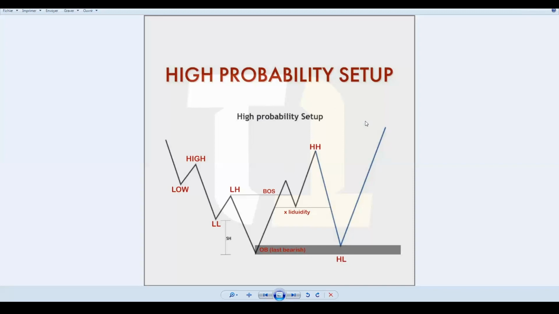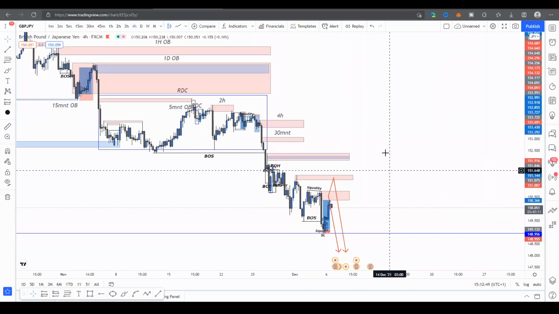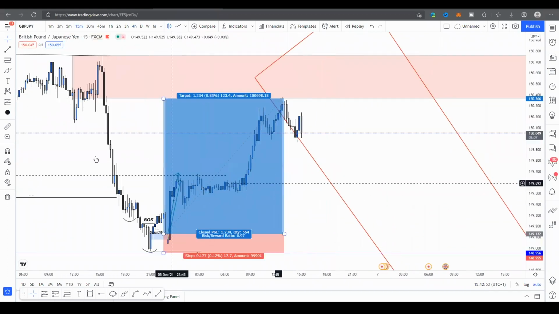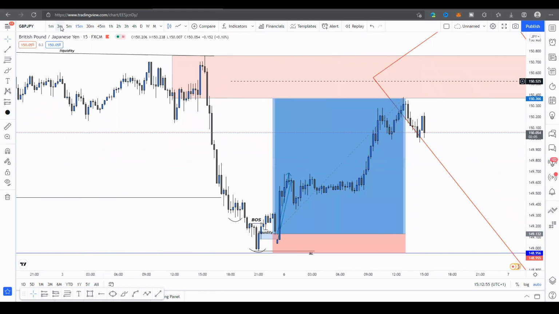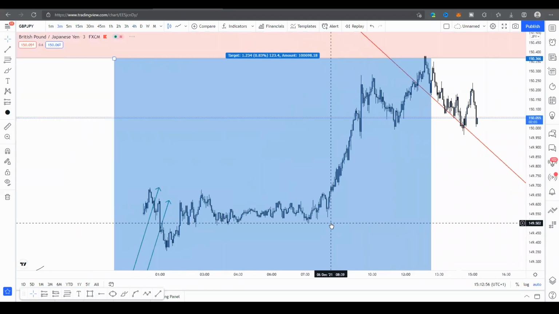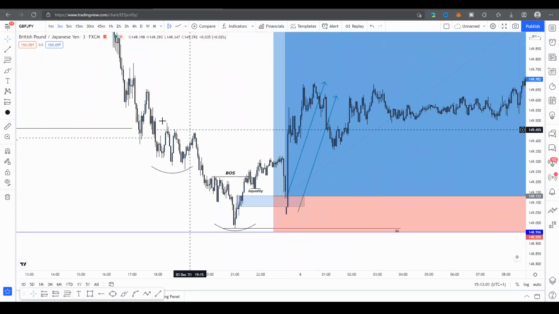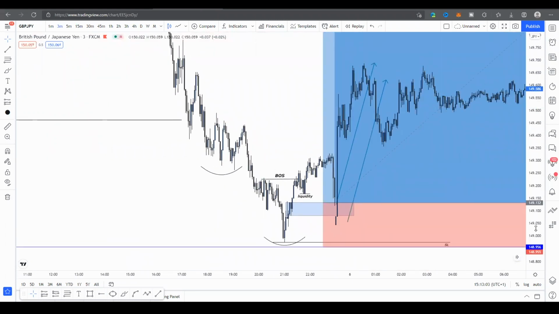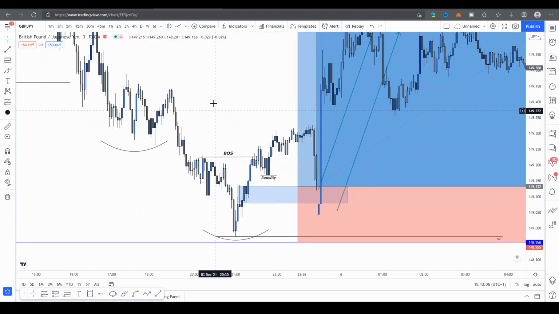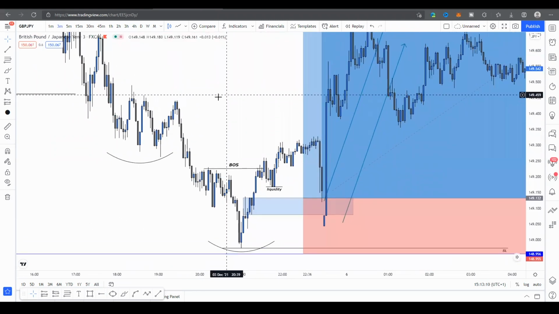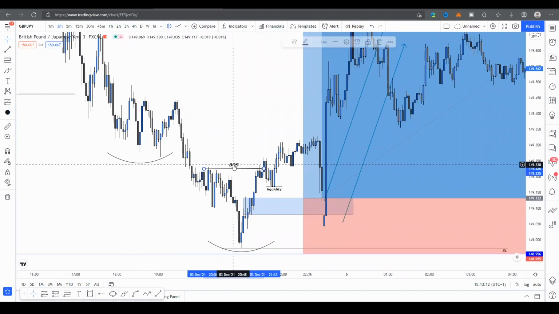So after I introduced you to the high probability setup for a buy trade, not for the sell trade, now I'm going to take you to the chart and explain how I took this trade. It was on GJ. We go to the 3-minute. What we were talking about: we look at the structure, we mark the structure until we find the break of the structure. You already see it over here, but let me just take it out.